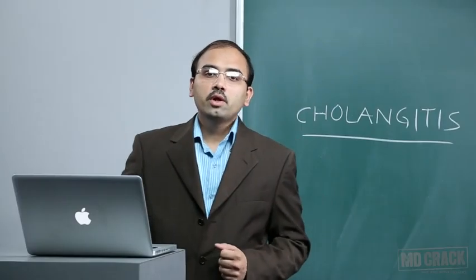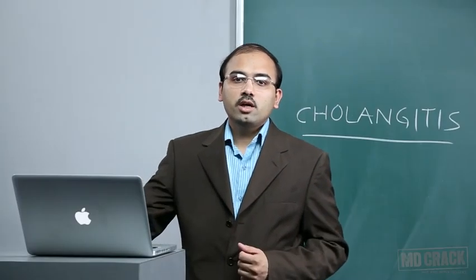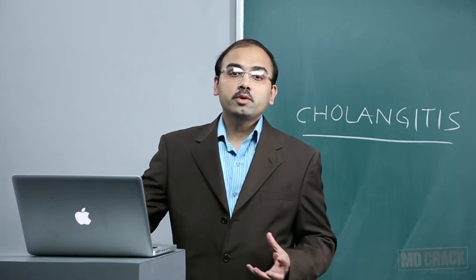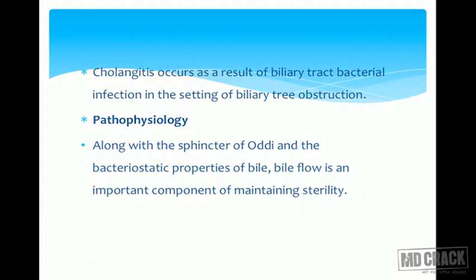Well friends, today we'll see what is cholangitis, what are the different etiological factors which cause cholangitis, and what are the treatment options available for them. So cholangitis occurs as a result of biliary tract bacterial infection in a setting of biliary tract obstruction.